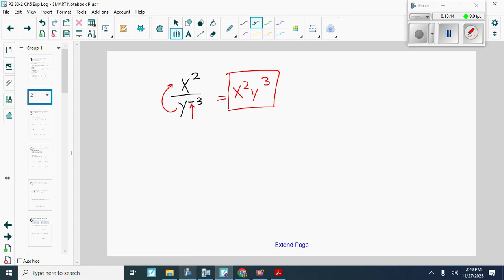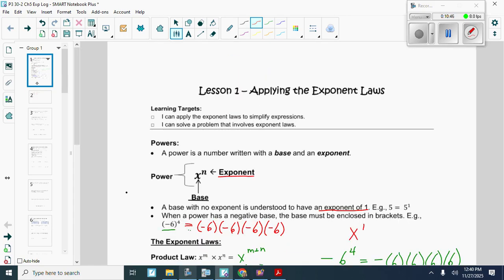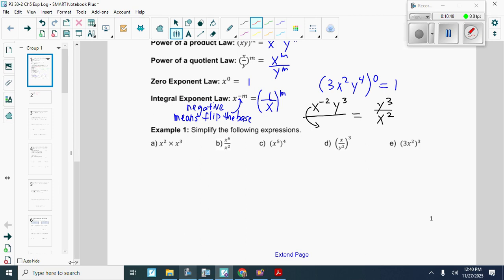Okay, let's try some examples together and see how we're doing. Okay, guys, here we go. A, I want you to try it first. Okay, you're multiplying. Okay, the bases are the same, so this works because they're both x's. And what do we do with our exponents? Add them. Okay, you guys have to be really good at adding and subtracting and multiplying integers.